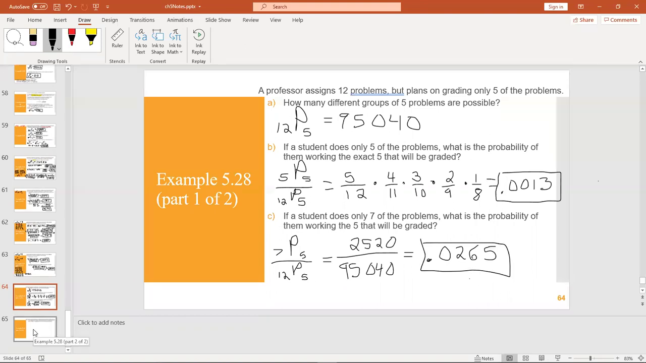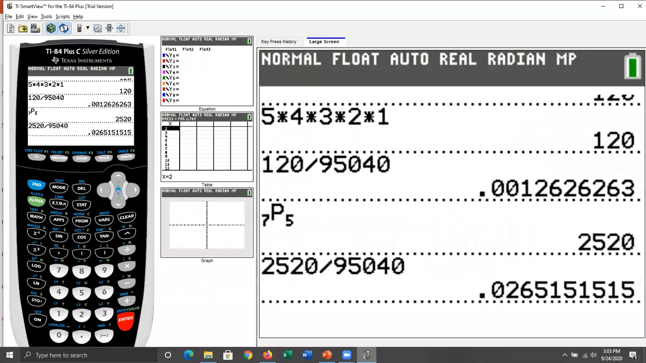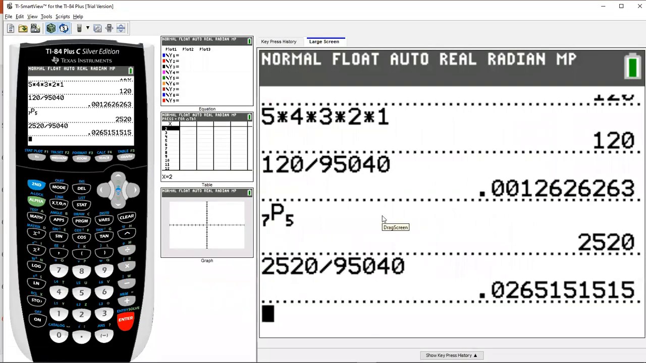So when it comes to the last part of this, they ask, how many problems would a student have to work to guarantee at least a 50% chance of working the 5 problems which will actually be graded? Okay, well, let's take a look here. So the pattern has been, if we did 7, it was 7 pick 5. When we did 5, it was 5 pick 5. And then the denominator is always 12 pick 5.